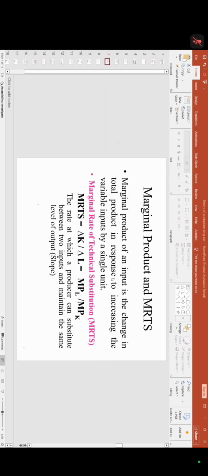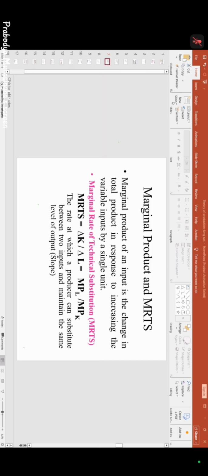Does it change by 1%? Does it change by 2%? Does it change by only 2 units? That is basically defined by the marginal product. This marginal product is related to the marginal rate of technical substitution, which is a basic concept about your inputs: how much the difference in your capital and the difference in your labor.